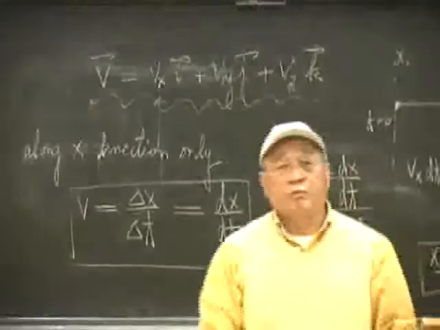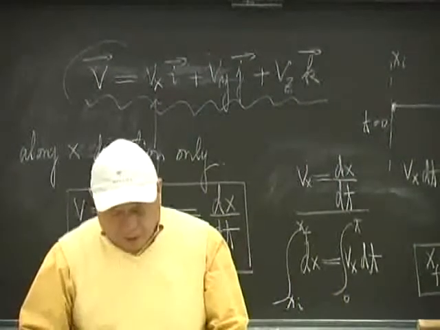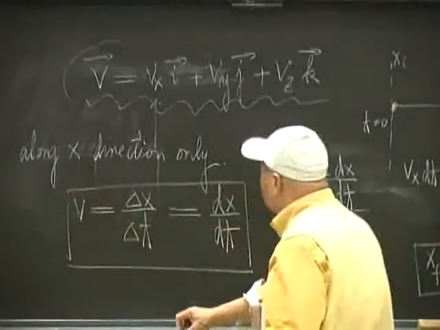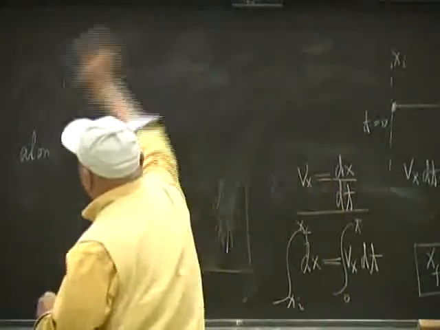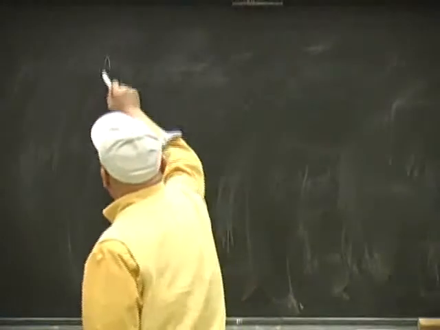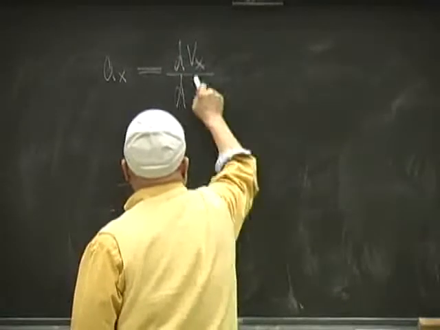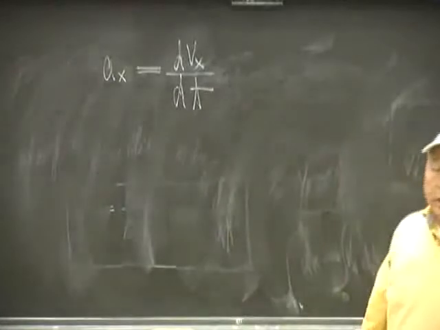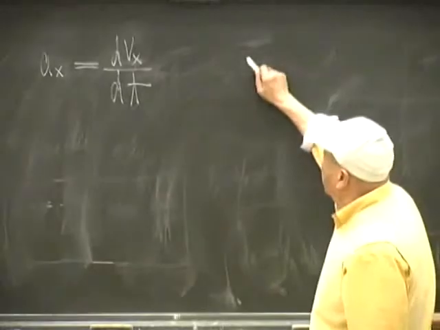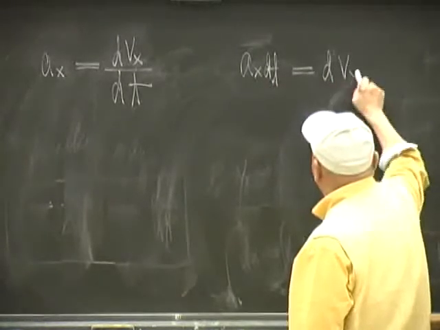Because this is the general case, now we'd like to use what we learned in Math Phi A, calculus. We want to take the Math Phi A and start understanding it. So now what we'd like to do is the integration. In that case, a sub x equals dvx dt. Okay, so we separate them: a sub x dt equals dvx.